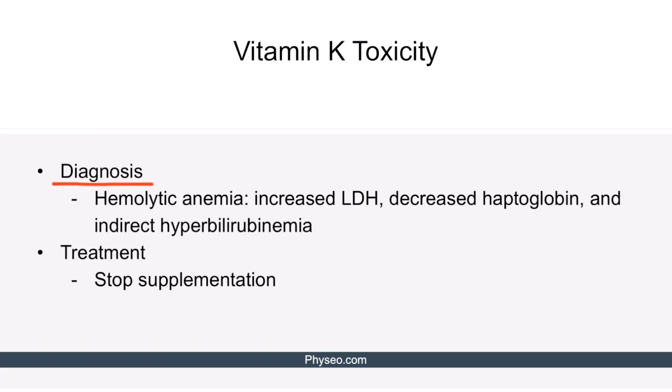The diagnosis of vitamin K toxicity can be made by determining the patient's history of vitamin K supplementation along with findings of hemolytic anemia. Hemolytic anemia can be determined by increased LDH, decreased haptoglobin, and indirect hyperbilirubinemia. Treatment is based on stopping vitamin supplementation.